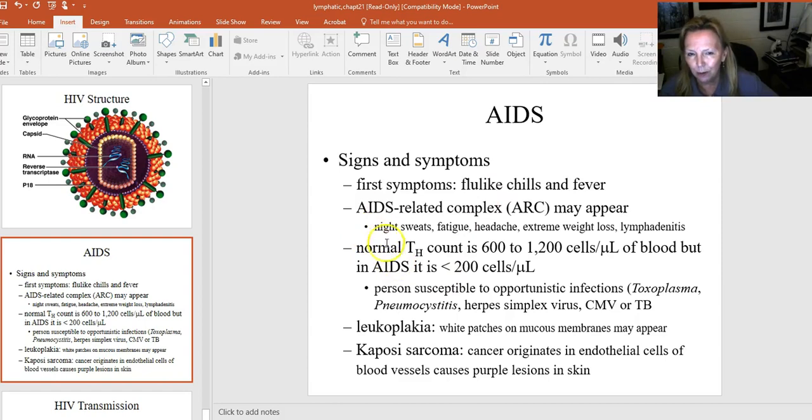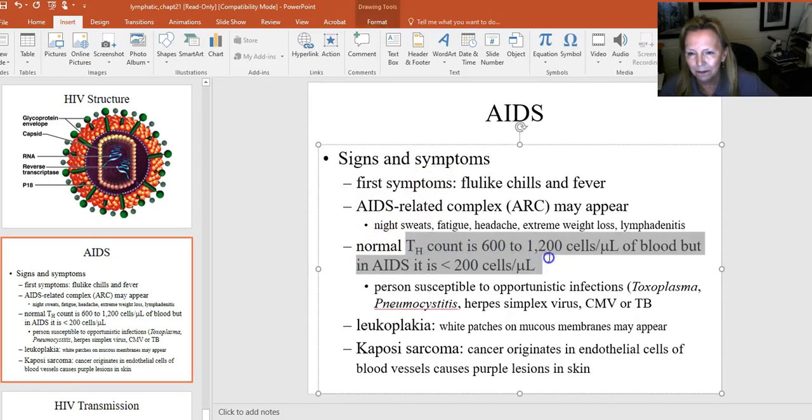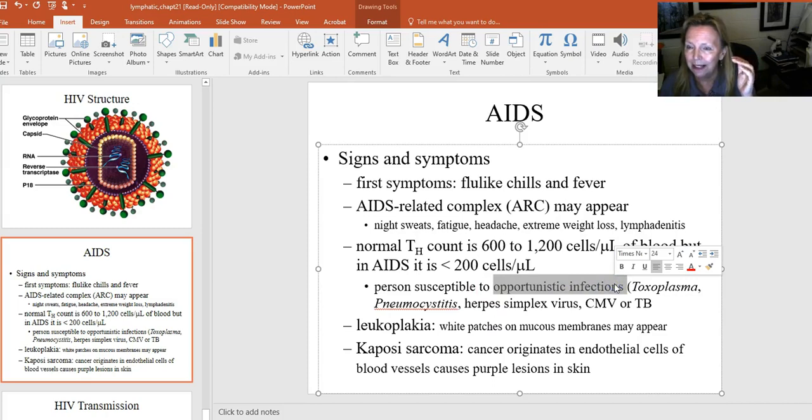I talked to you about the idea that this virus attacks the helper T cells, and once they go below 200 cells per microliter of blood, you're considered to be in full-blown AIDS, which means you're at risk for dying from opportunistic diseases. And you should know that an opportunistic infection is something you would never have had unless your immune system was compromised and it was given the opportunity.